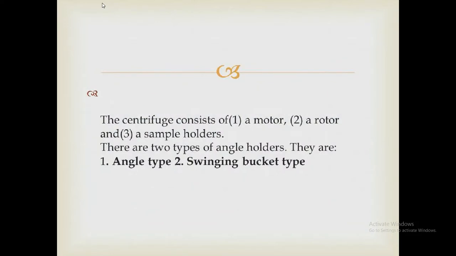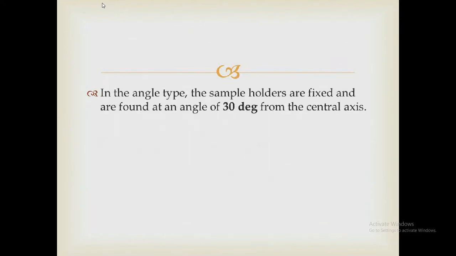Centrifuge instrumentation: the instrument consists of a motor, a rotor, and the sample holder. There are two types of rotors, very important. The first is the angle type, the second is the swinging bucket type. When you read your textbook, you can see these two types. One is the angle type, which makes a certain angle. We can make use of a 30-degree angle; the test tube will rotate at an angle of 30 degrees. As I already told, in the angle type, the sample holders are fixed and held at an angle of 30 degrees from the central axis.